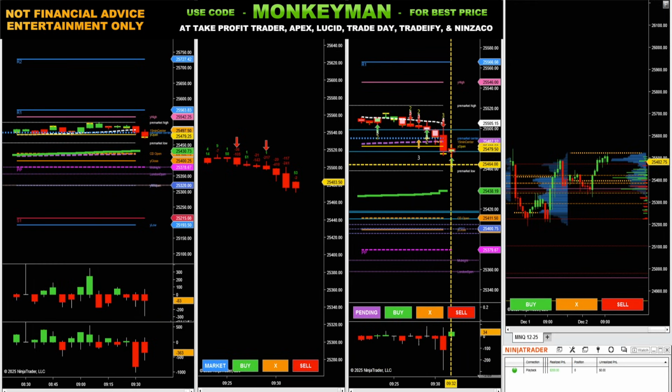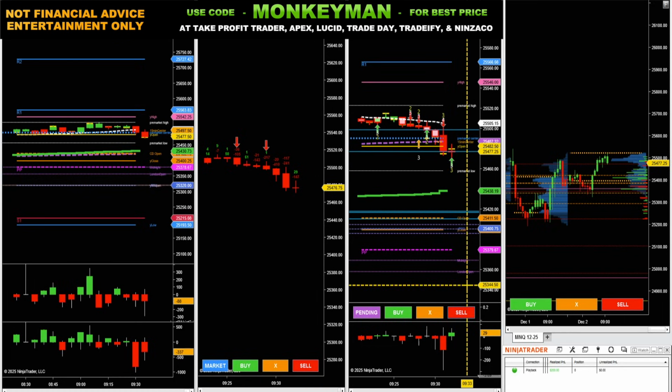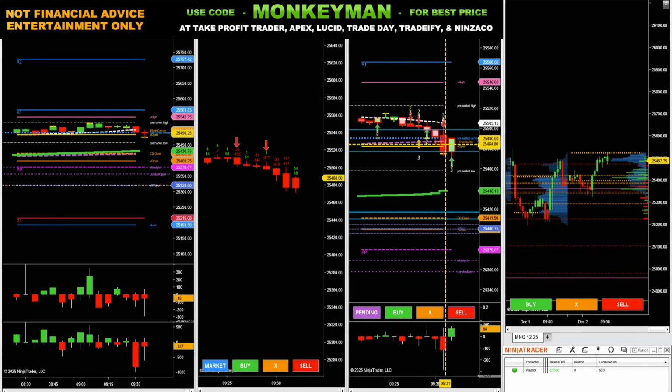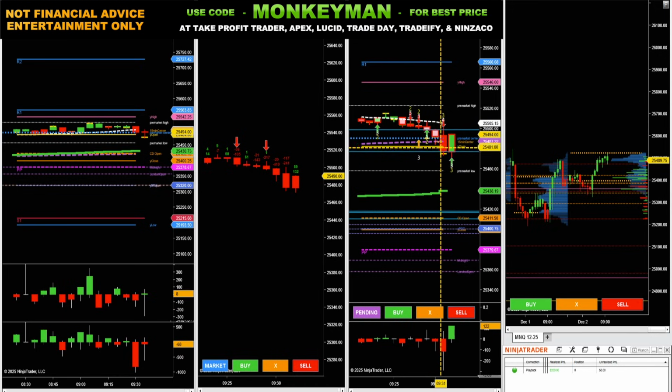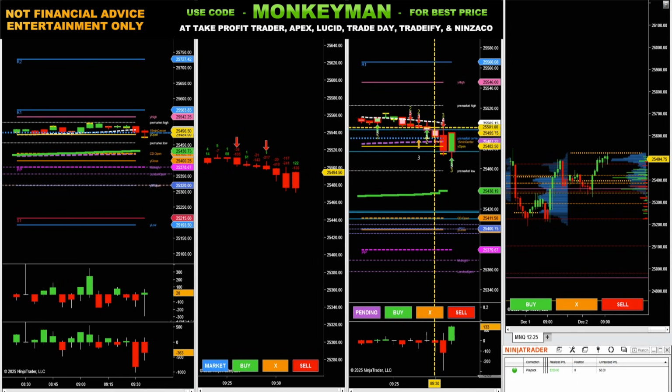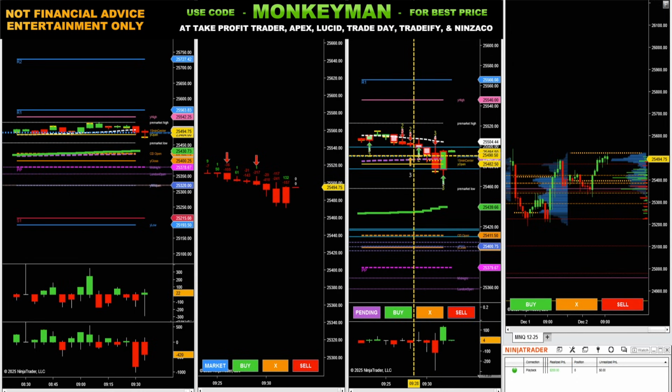Now we've got an imbalance signal to the upside. We've got some positive delta coming in. We're still above VWAP. I'm going to wait a little bit and see how price interacts with this huge cluster of key levels. Now we're starting to get some stronger bullish delta coming in here. If we can close above the 20 SMA and above this cluster of key levels, I might be looking to take a long.